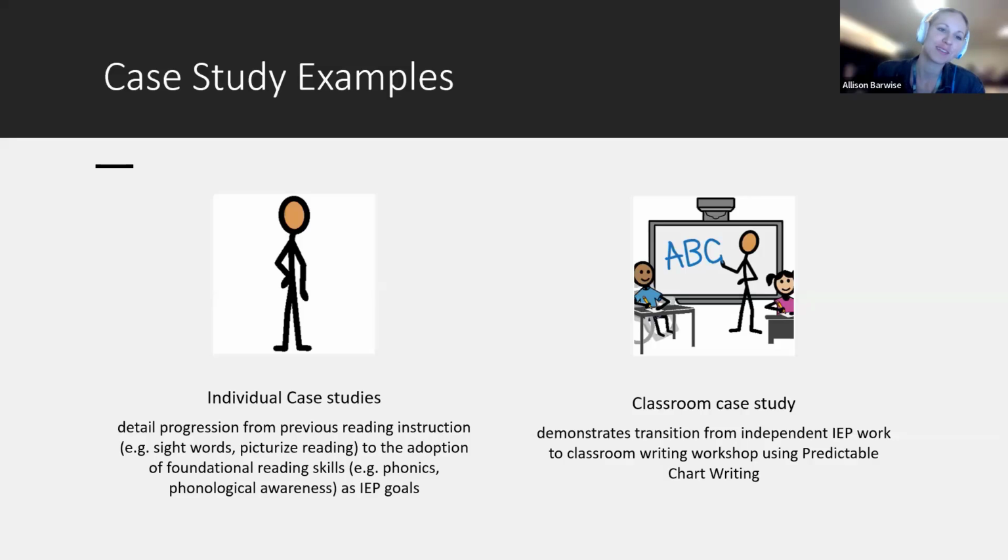Now we're going to hop into some of these case study examples. We have two types of case studies we're going to share. We have some individual case studies where we want to detail a little bit about the progression from previous reading instruction and what that looks like with the adoption of foundational reading skills as IEP goals. And we also have a case study example of implementing this within a classroom setting. So demonstrating that transition from independent IEP work to what this writing workshop could look like using predictable chart writing.